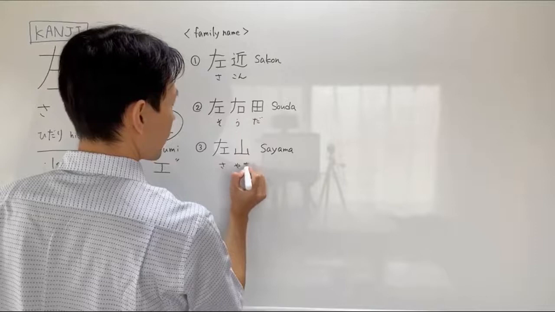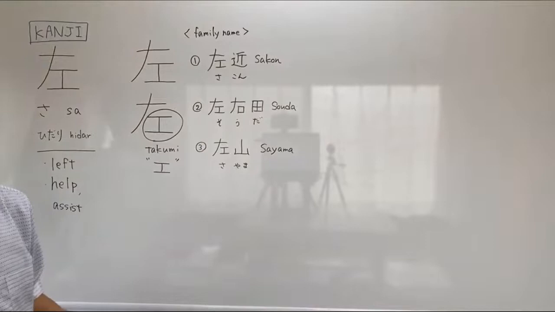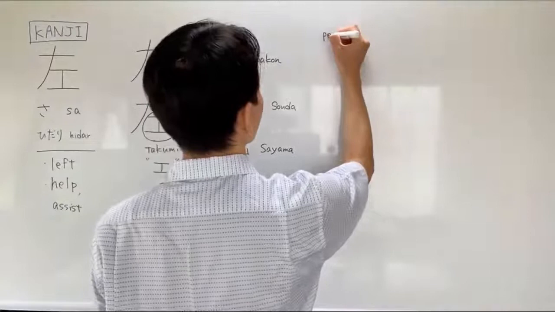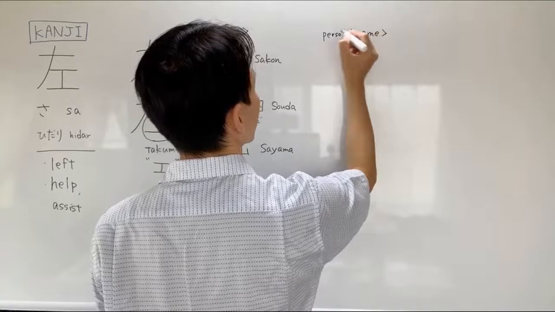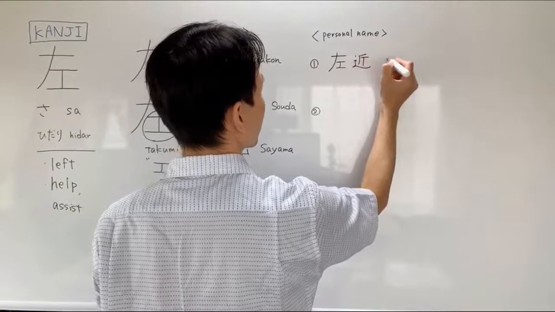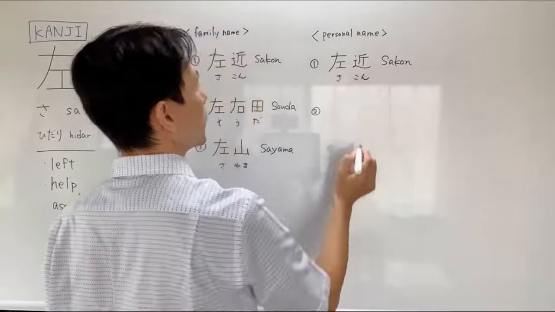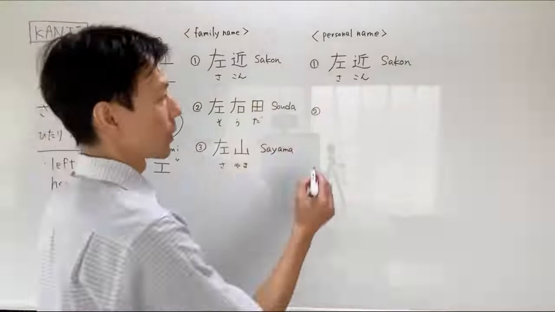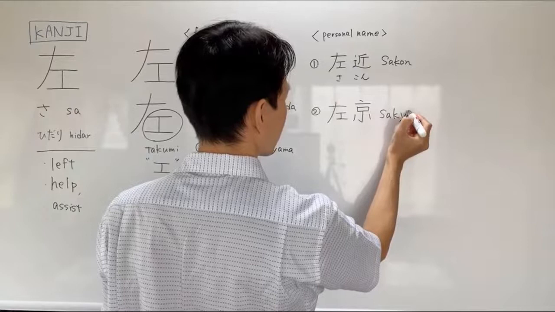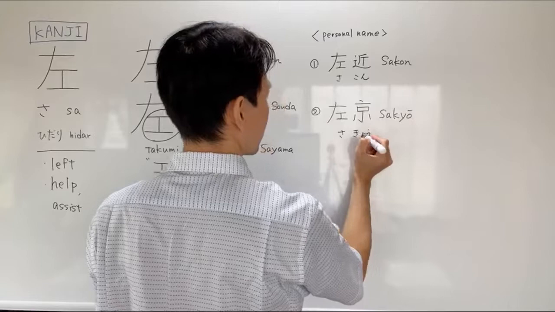And number three, Sayama, Sayama-san. Okay, and here are the most common personal names using the kanji hidari. I will introduce two names. Number one, Sakon. Sakon-san. And number two, Sakyo. Sakyo-san.